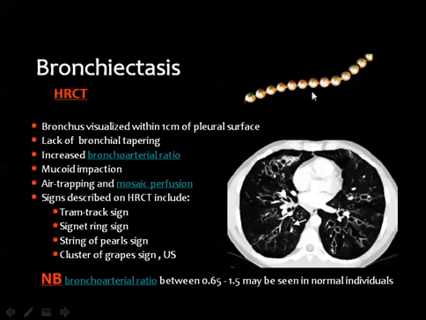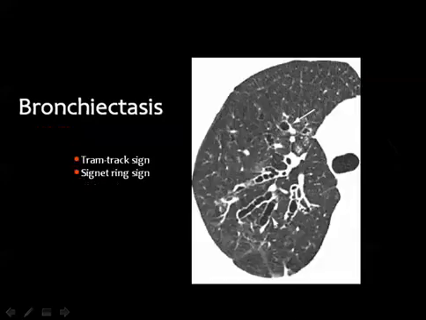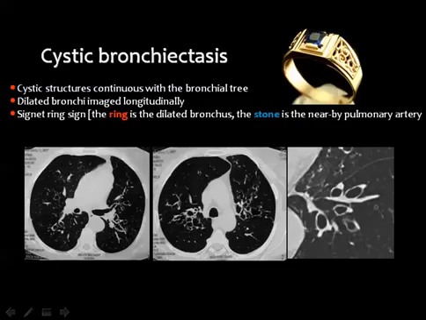And you have many appearances: the tram track sign, the signet ring sign, and the string of pearls sign. All these signs are mentioned in the books to diagnose bronchiectasis. They do not mean a significant issue, but you can easily see that these are tubular bronchiectasis. And this is another appearance of tubular bronchiectatic changes in the lung.